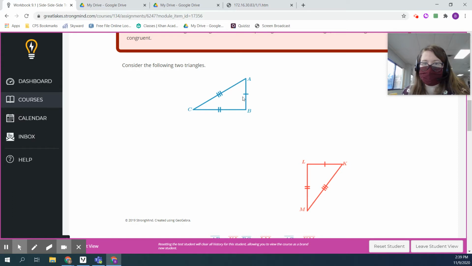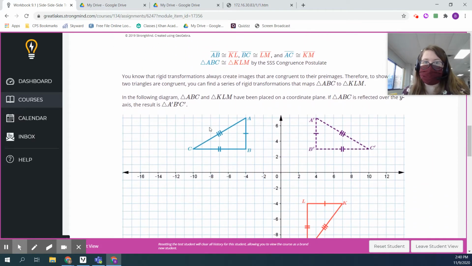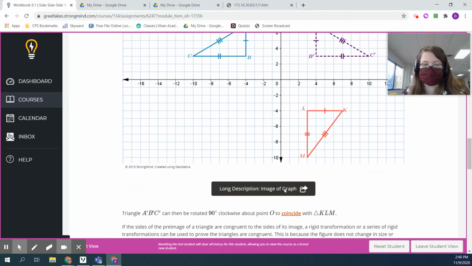So AB coincides with KL, BC would coincide with LM, and CA would coincide with MK. That's basically what you're doing. If you wanted to get from the blue one to the pink one, you could say that it is reflected across the y-axis and they coincide, and then it was rotated, and so they still coincide. So you could say that triangle ABC maps onto triangle KLM.